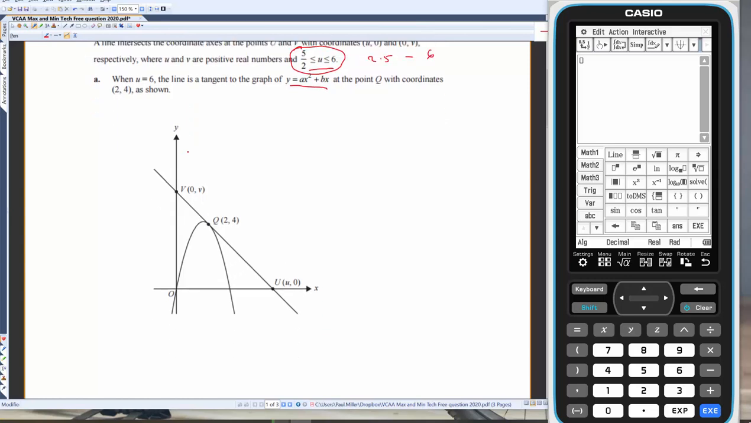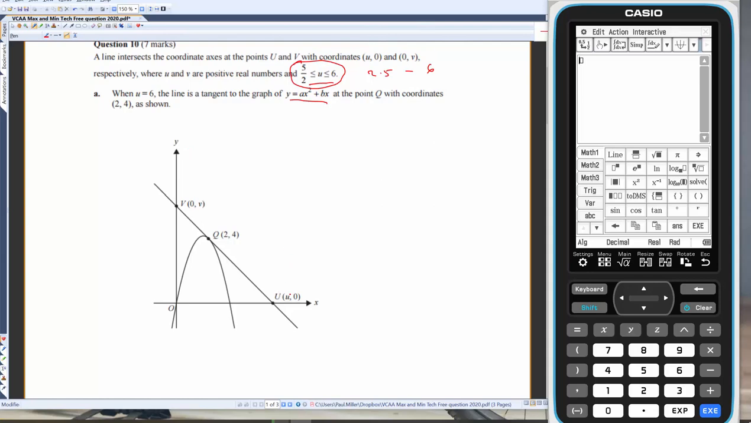So if it's going to be a tangent, then if I work out the gradient of this line here, and I differentiate this function here, I'm going to be able to let the differentiated version of the function equal the gradient of this line. And at a base level, I also can slam in 2, 4 into that to get a second equation, or a first equation. So let's do that first. I'm going to sub 2, 4 in first of all. So 4 equals 4a plus 2b.